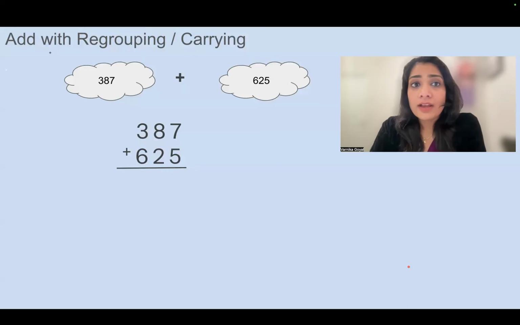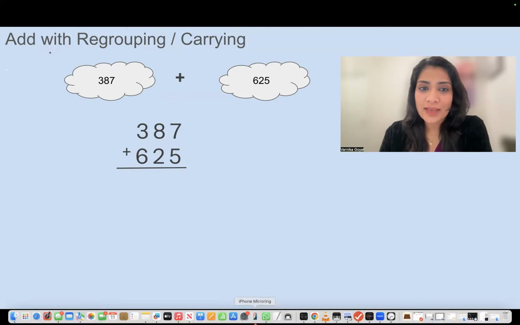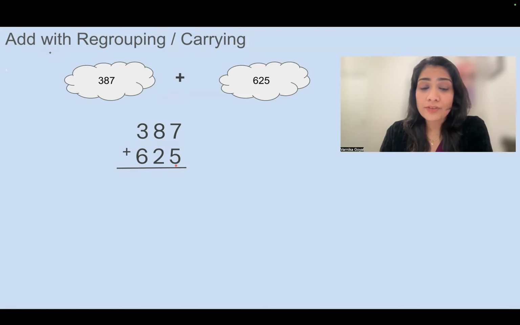But many times we have to do addition with regrouping or carrying. What are those cases? Let's look at this example. If you look at 7 and 5, when I add it together, I get 12. But 12 is not ones. We only have a space to write one digit here. What should we be writing?